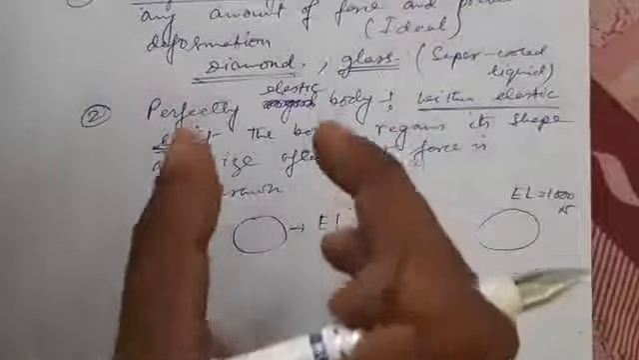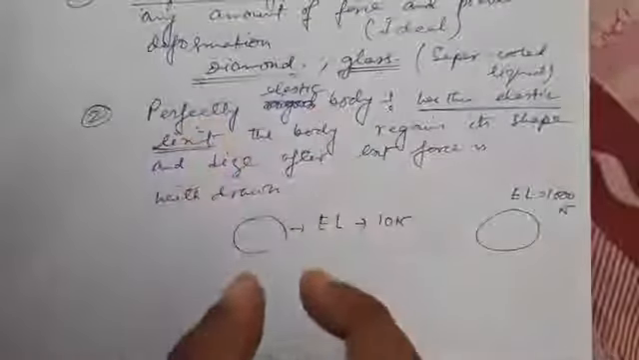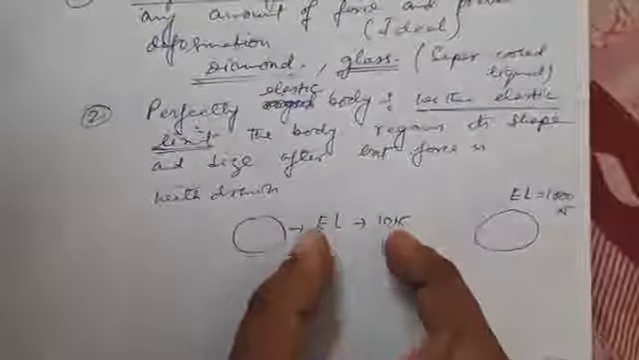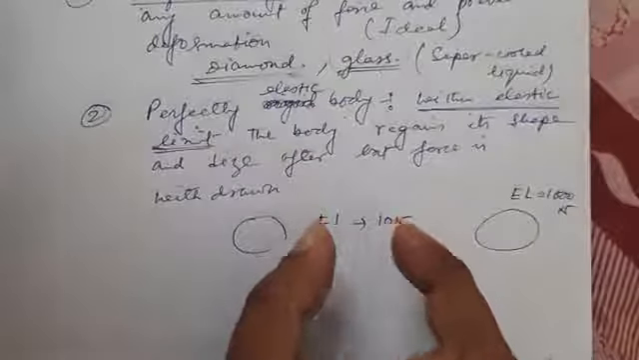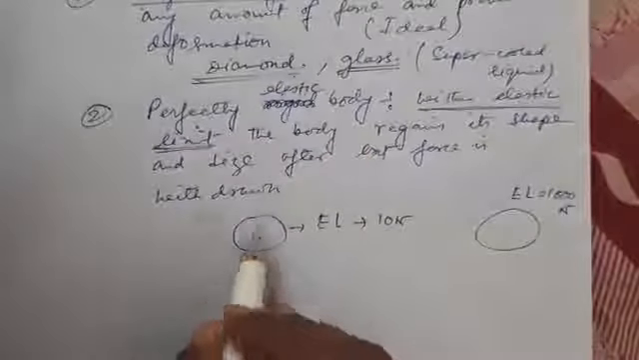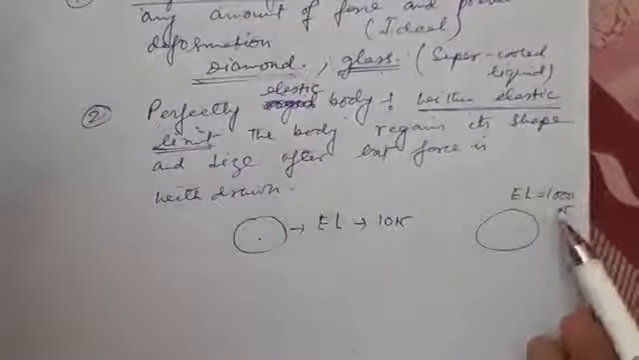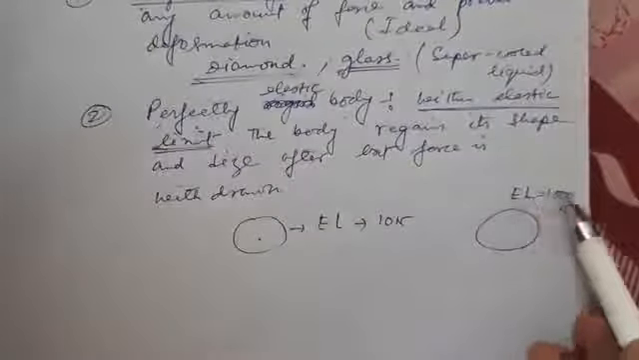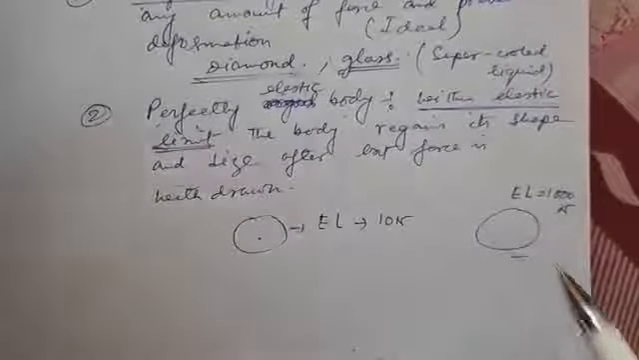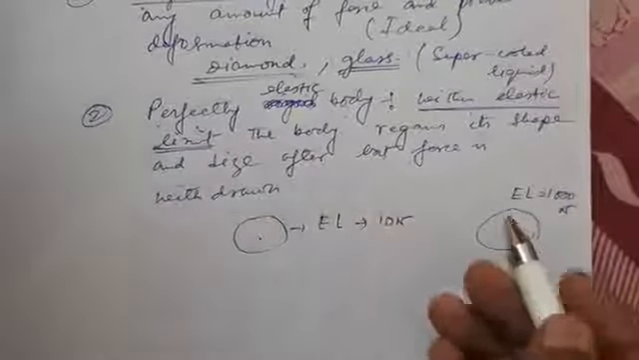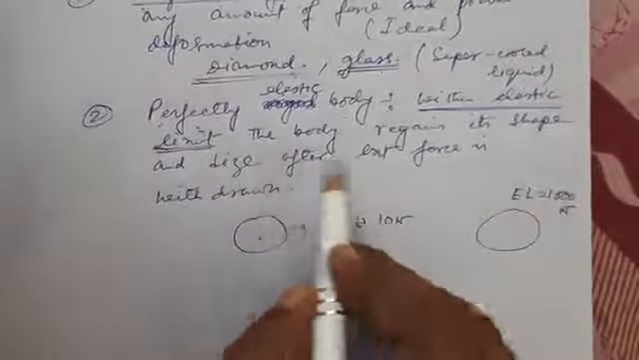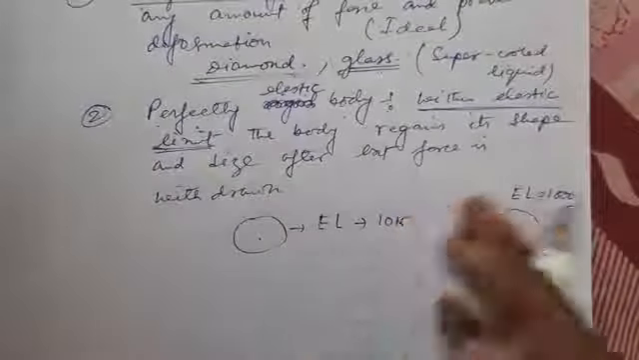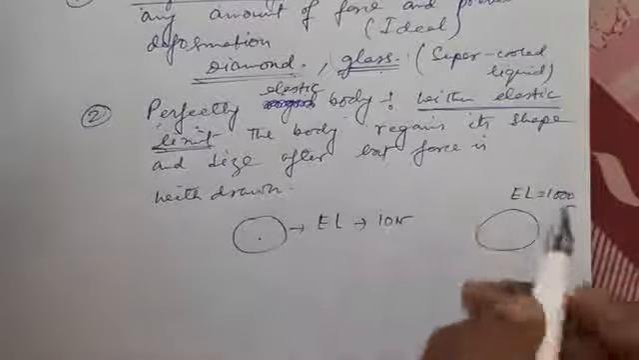That means this term is not fixed. It relates to the elastic limit. If the elastic limit is 10 newtons, then within the range from 0 to 10 newtons, the body will act as a perfectly elastic body. If the force needed to change its shape is 1000 newtons, the elastic limit is 1000 newtons. Then this body will act as a perfectly elastic body, regaining its shape and size after the force is withdrawn. This property will be followed by the body up to 1000 newtons. After that, it will not.